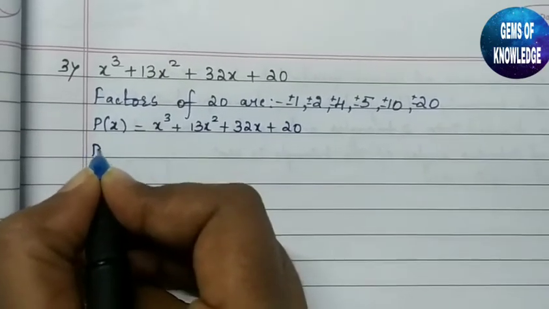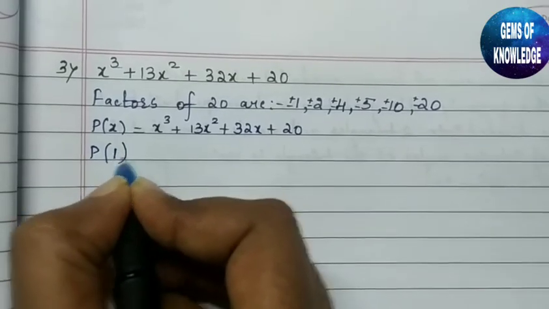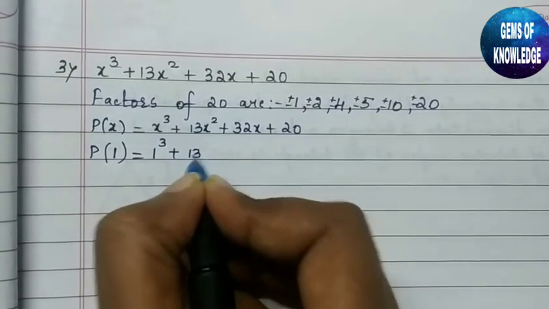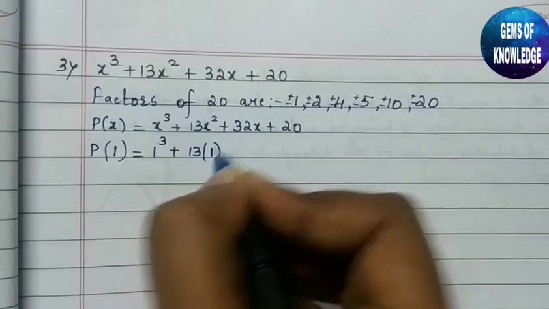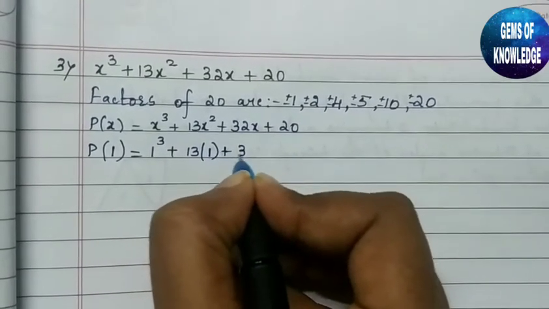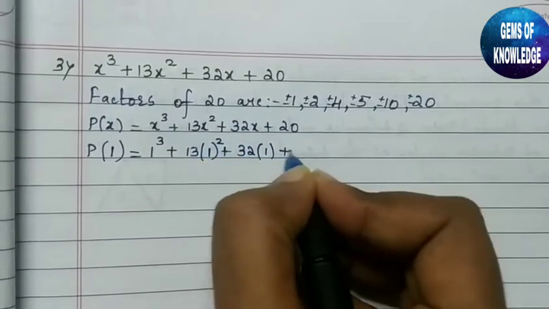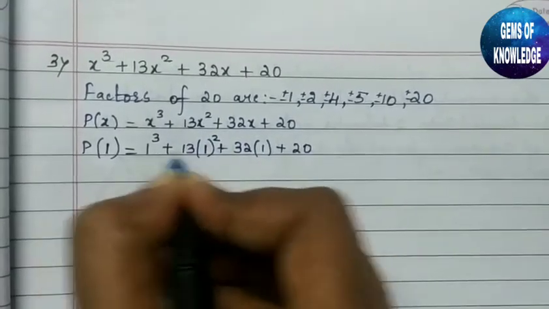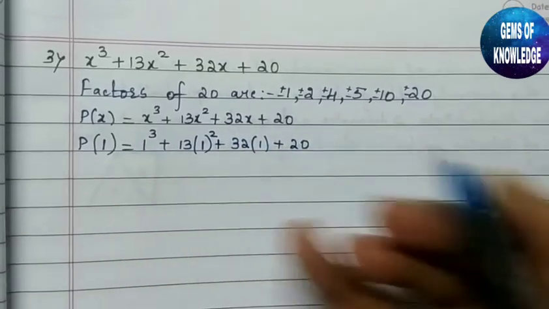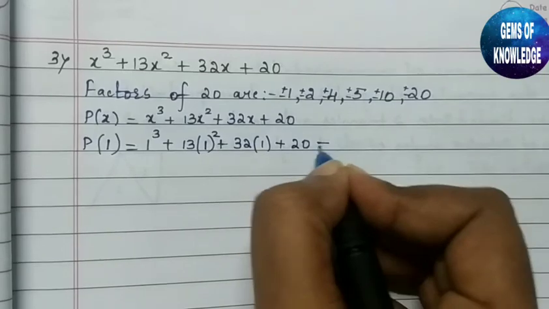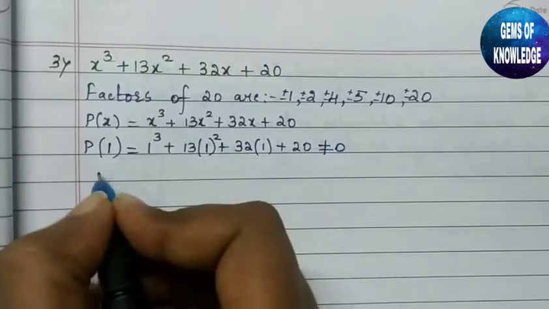Okay, so p of 1, let us consider plus 1 first. So we'll get 1 cube plus 13 into 1 square, which will be 1 only, plus 32 into 1 plus 20. So here you can see everything is plus, no minus sign, so we cannot get any 0 here. So we'll write, which is not equal to 0.